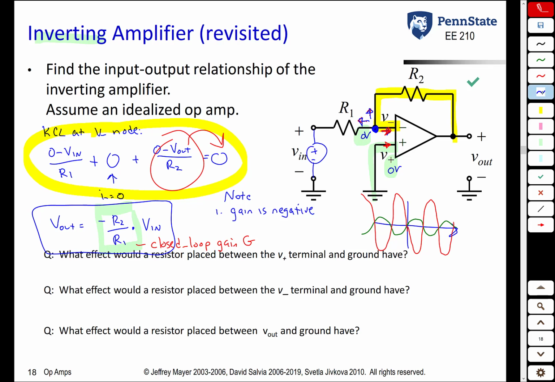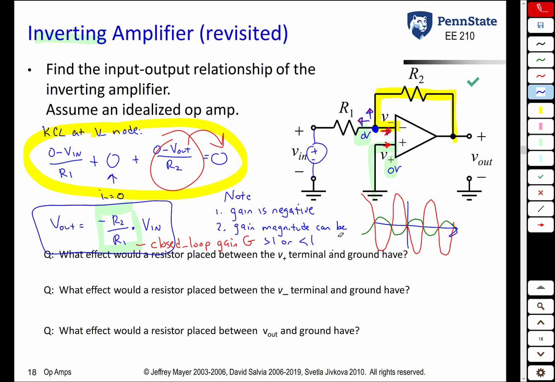Second thing we see is that the gain magnitude can be greater than 1 or less than 1. So we call it an inverting amplifier. An amplifier sort of implies that the output voltage is going to be larger than the input voltage, but there's nothing magical about that. If we make R2 less than R1, we can get the output voltage to have a smaller amplitude than the input voltage. So the gain magnitude can be greater than 1 or it can be less than 1.